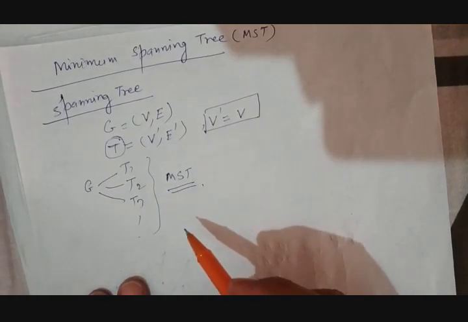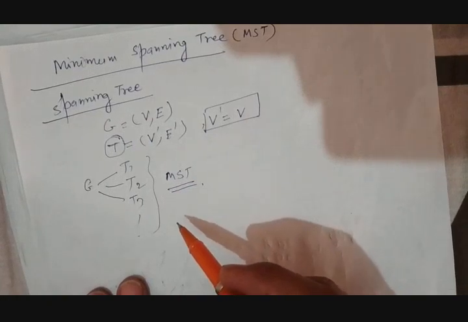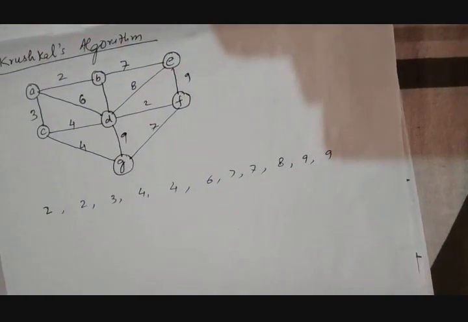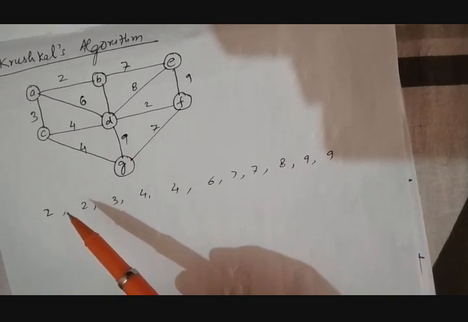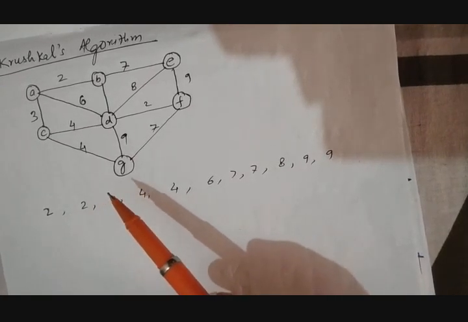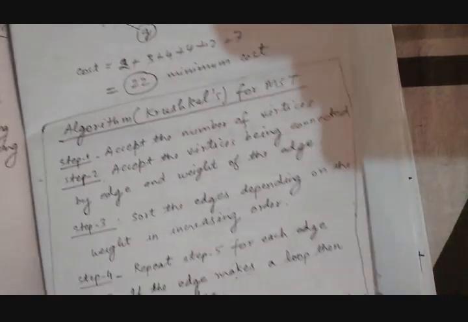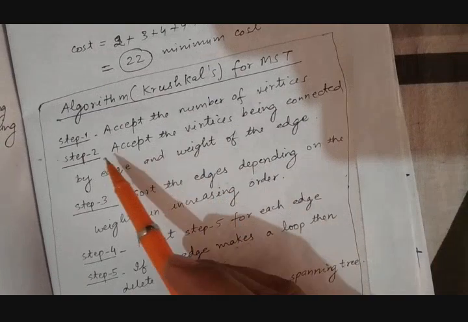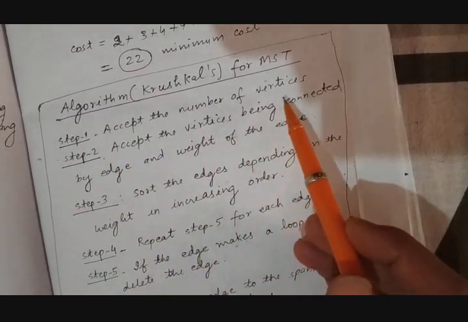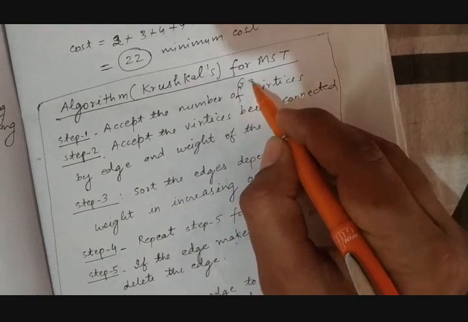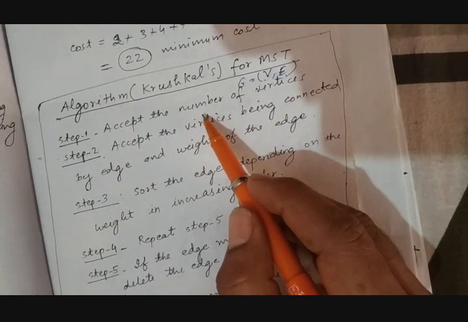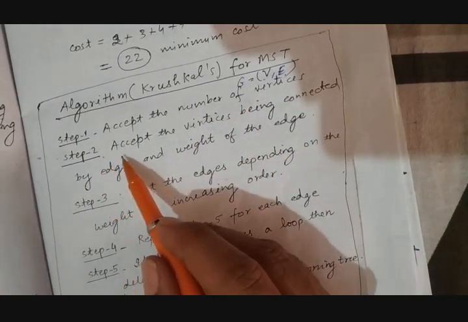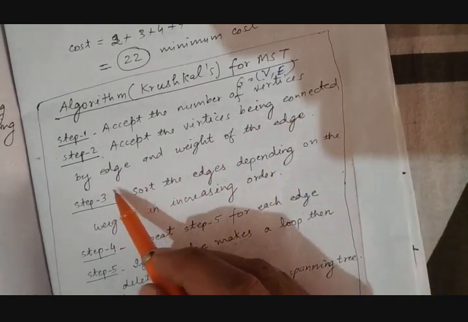Basically there are two algorithms to find a minimum spanning tree. The first algorithm is Kruskal and another is Prim's algorithm. Kruskal is the simplest algorithm to find the minimum spanning tree for a given graph. Just see here, this is the algorithm for Kruskal's. The first step is accept the number of vertices. Definitely the graph will have a set of vertices and a set of edges, so first we have to take input for the number of vertices. Now second step, accept the vertices being connected by edge and weight of the edges.